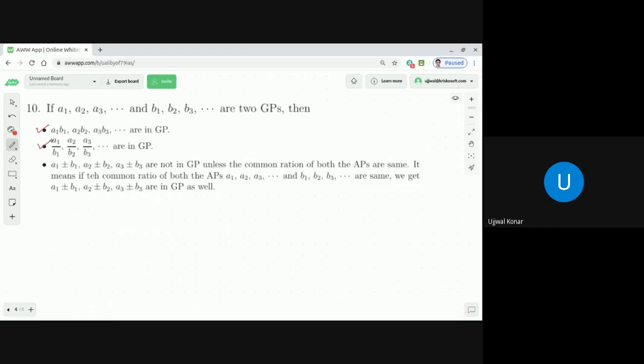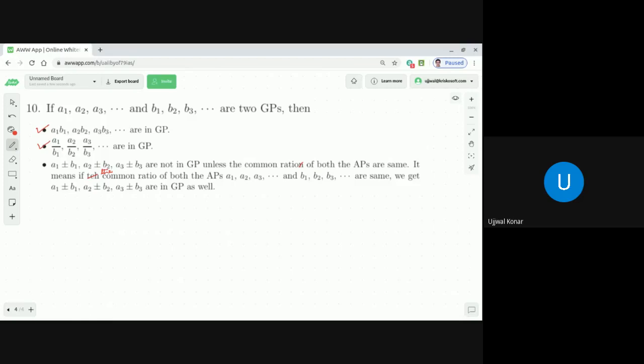And the third one is that A1 plus minus B1, A2 plus minus B2, A3 plus minus B3, and so on are not in GP unless the common ratio of both the GPs are the same. It means that if the common ratio of both the GPs, A1, A2, A3 and B1, B2, B3 are the same, then A1 plus B1, A2 plus B2, A3 plus B3 are in GP, and A1 minus B1, A2 minus B2, A3 minus B3, and so on, they are in GP.